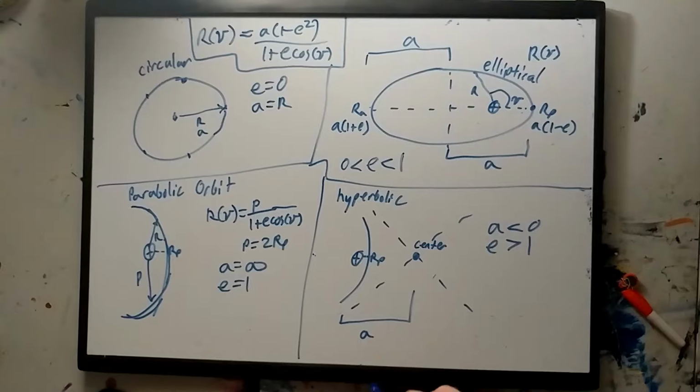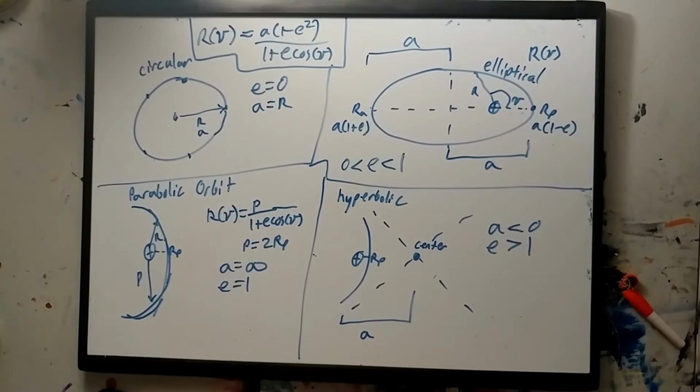We'll talk more about hyperbolic orbits later when we get to calculating gravity assist and flybys and planetary captures. That's a little ways down the line, though.